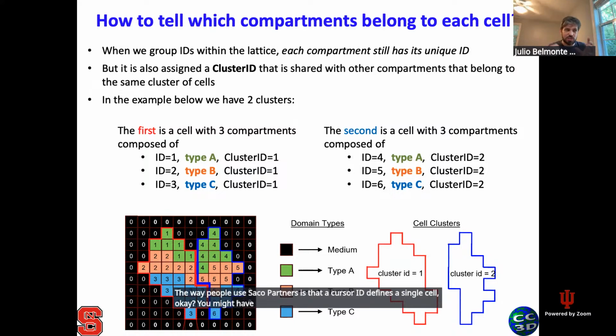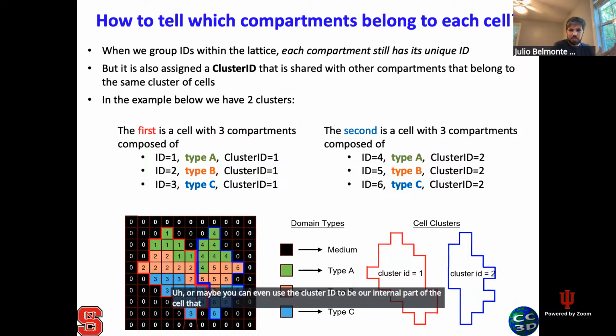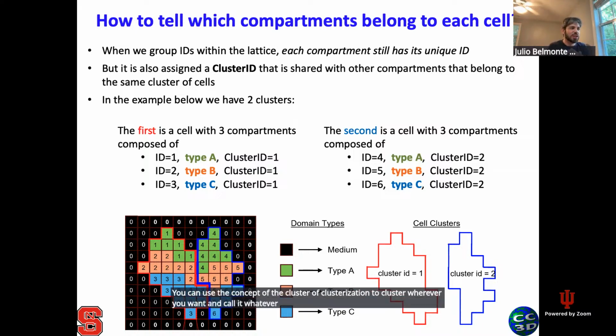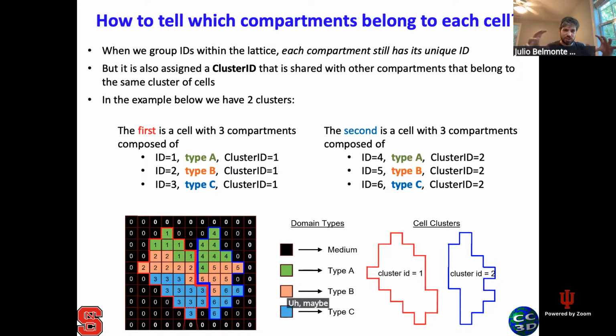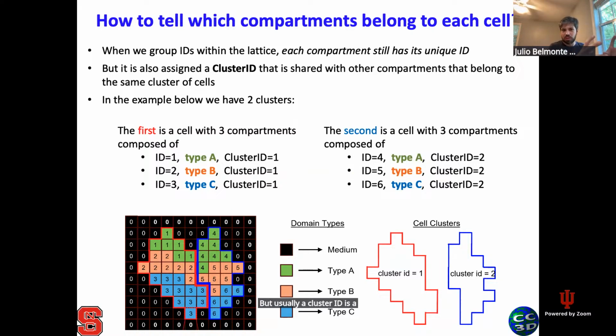You might have other situations where all compartments that share a cluster ID may be a collection of cells. It can be a tissue, right? Or maybe you can even use the cluster ID for an internal part of the cell that has the same properties. You can use the concept of clusterization to cluster whatever you want and call it whatever you want. Maybe you have two collections of cells that belong to different tissues, and you put them together. They each have their own cells with their own energies, but because they belong to different tissues, they have slightly different energies when they contact each other. So you can also cluster IDs to differentiate between whole clusters. But usually, a cluster ID is a representation of one biological cell with many internal compartments inside.